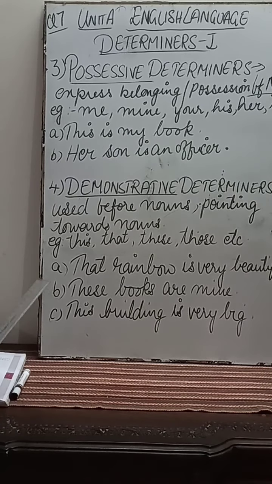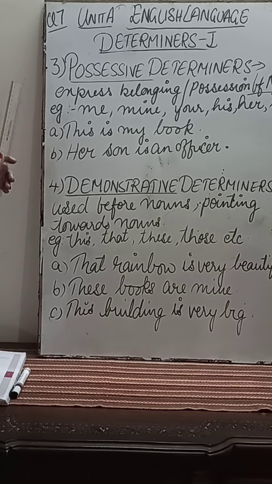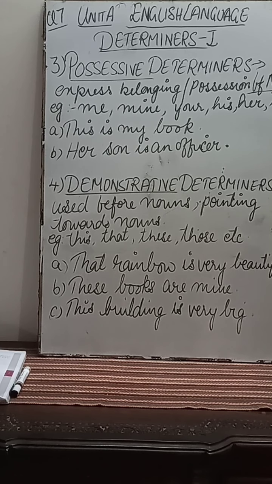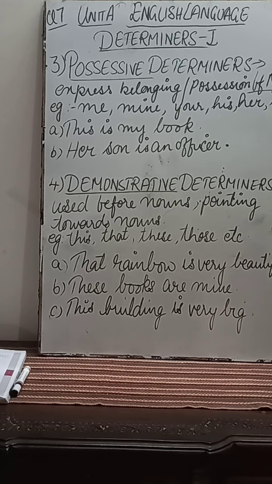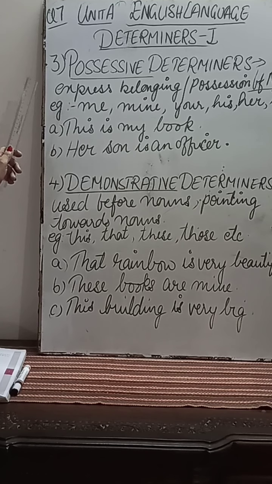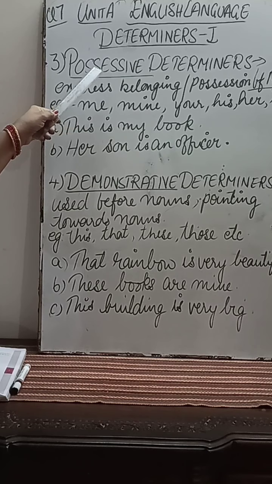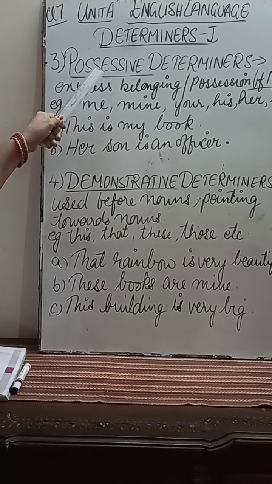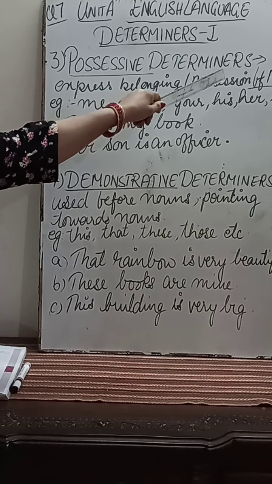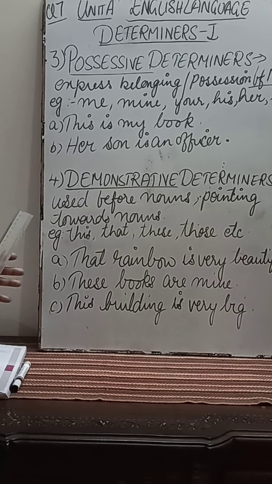Now students, we will understand the third category in determiners. We have studied quantitative determiners and numerical determiners. Now the third topic which we are going to cover in this determiners topic is possessive determiners. Now what are possessive determiners? Possessive determiners are those words which show belongingness or possession, and they are used before a noun, right? All these words are used before nouns.